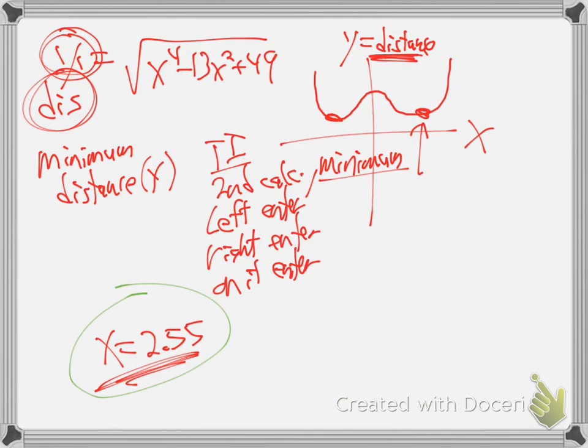All they want is the x value. They don't even want the y value. We don't know what it is. We don't care. That's all they want. Good on that? That makes sense? Make sure you do that on your graphing calculator and actually do the minimum function.